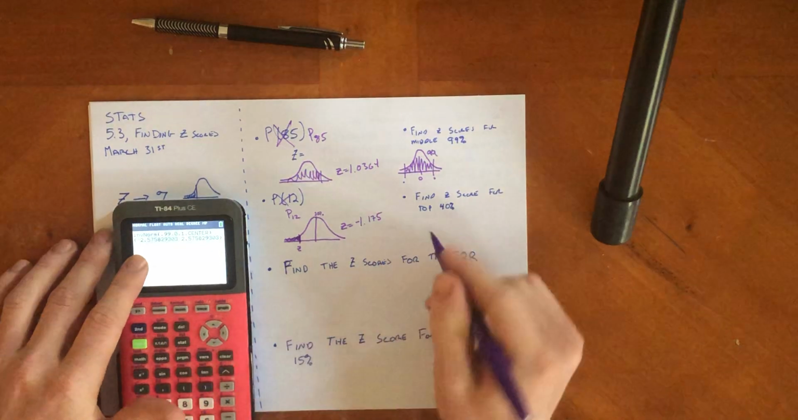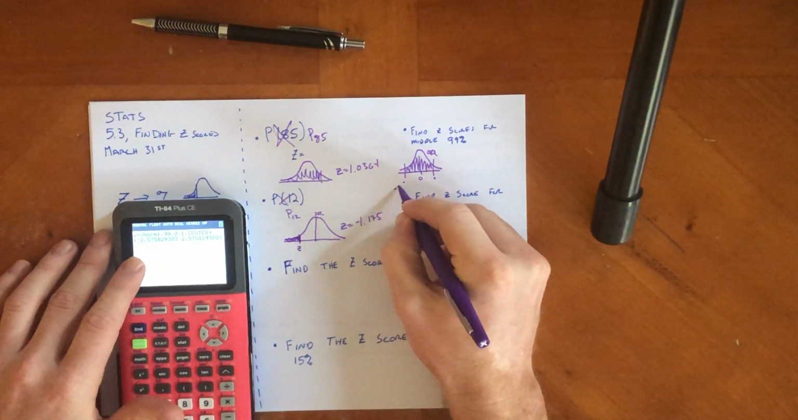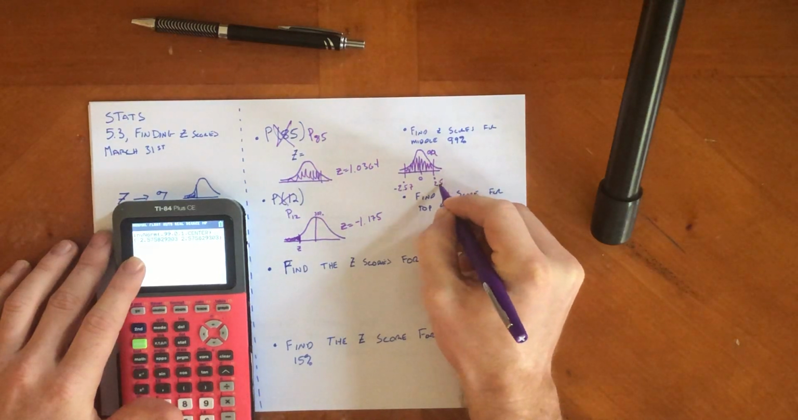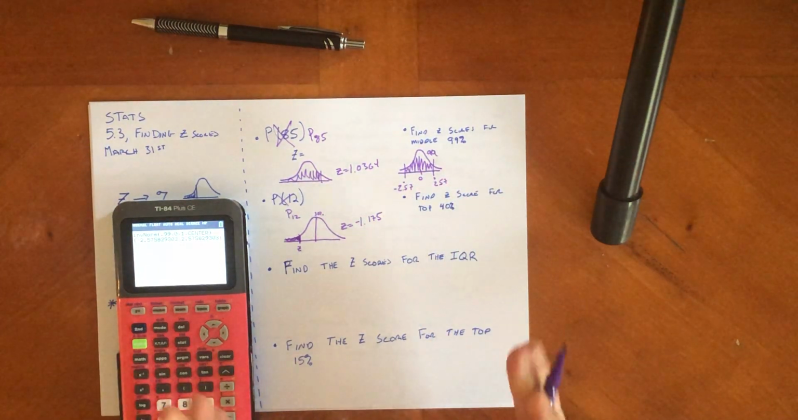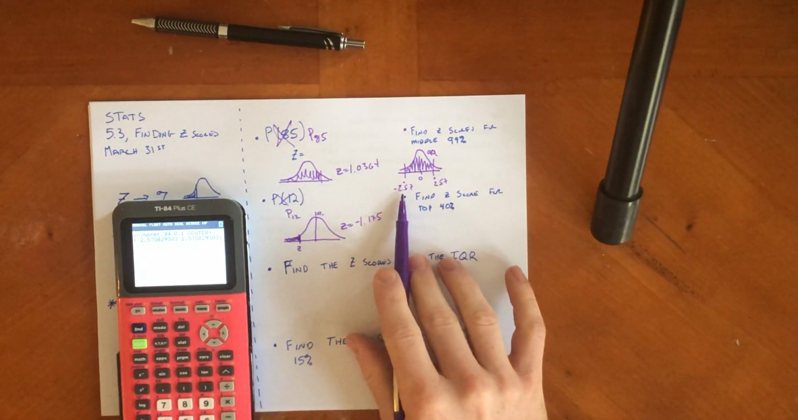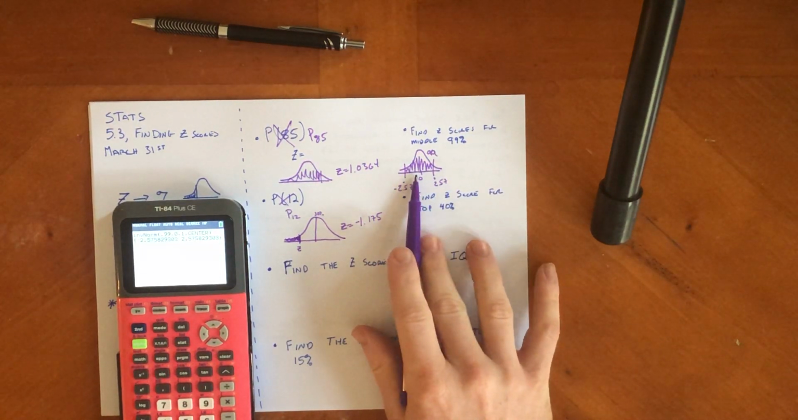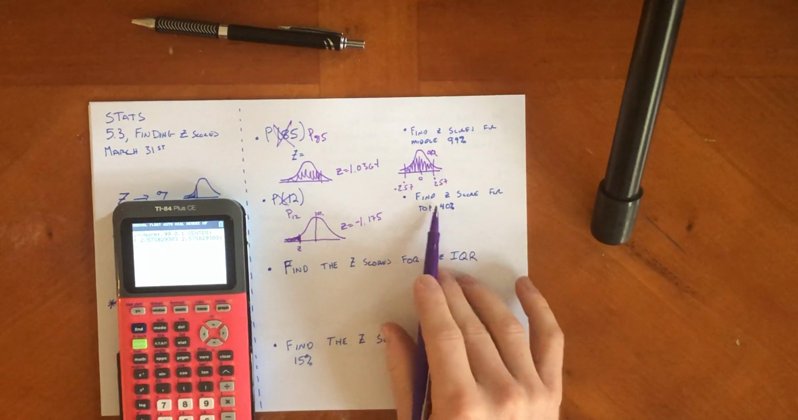So now it's going to give me two standard deviations, negative 2.57 and positive 2.57. So 2.5 standard deviations to the left, 2.5 standard deviations to the right. That should be about 99% of the data.